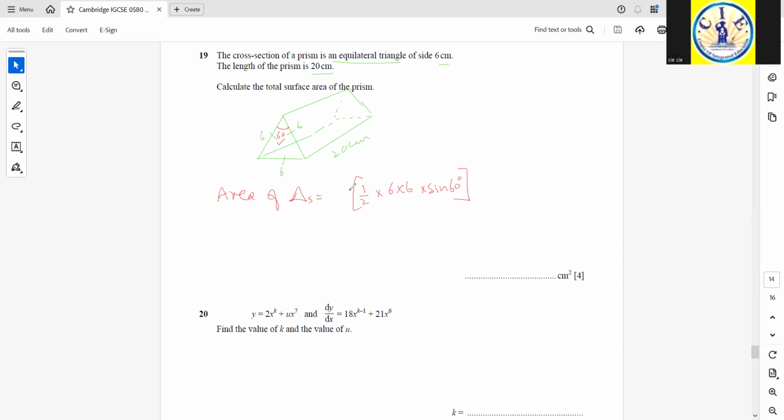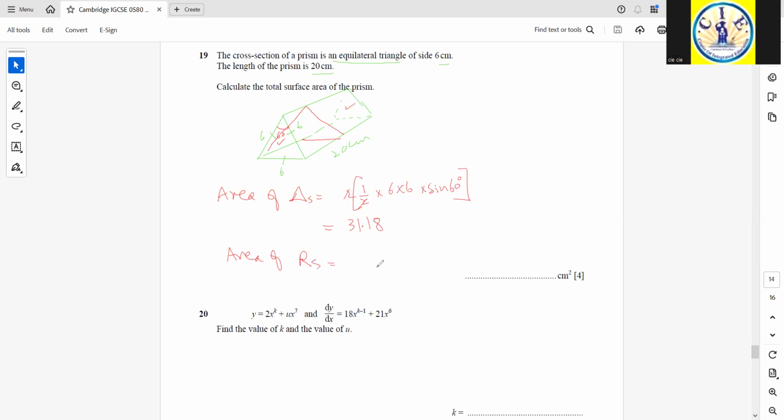So since these are two such triangles, this would give me 36 times sine 60. That is 31.18. And then I need to have area of rectangles. The rectangle 1, the rectangle 2, and the one at the bottom as well.